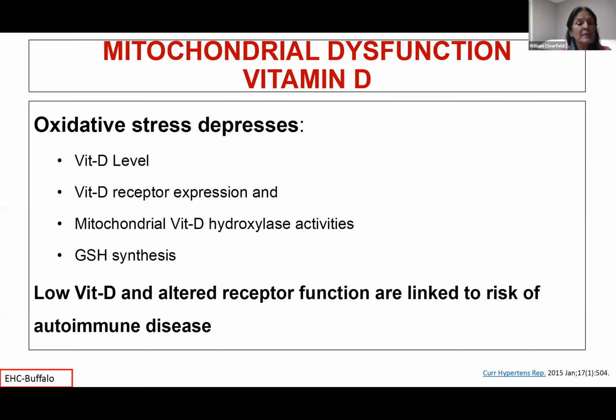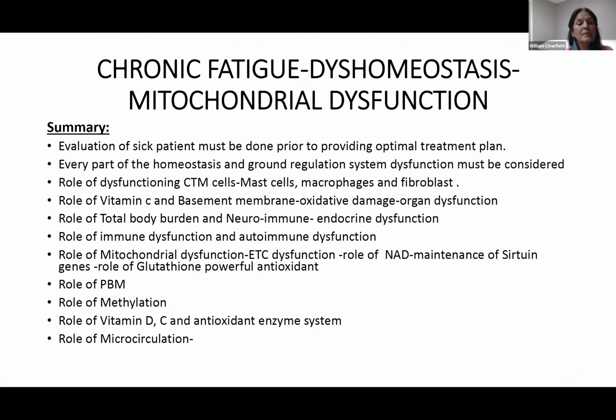Oxidative stress also depresses vitamin D, and vitamin D receptor expression is also depressed. Mitochondrial vitamin D hydroxylase activities are reduced, and glutathione synthesis is compromised. Thus, low vitamin D and altered receptor functions are linked to risk of autoimmune disease. Thus, in summary, evaluation of sick patients must be done prior to providing an optimal treatment plan. Do not have a treatment plan before you check the patient for their homeostatic dysfunction, mitochondrial dysfunction, vitamin D level, glutathione level, NAD level, and other contributing factors, like what is there to increase their total body pollutant load.